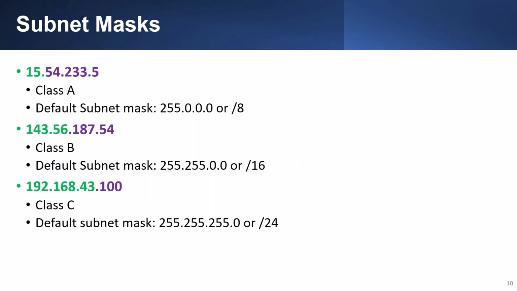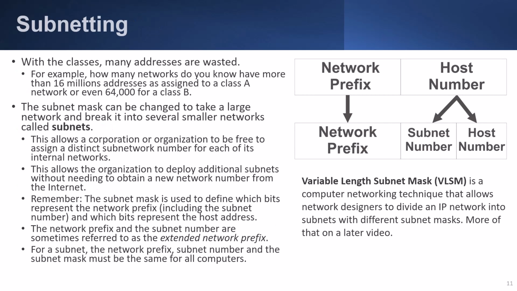And here's another example we looked at earlier with the Class A network, with the green showing the network portion of the address, and the purple is the host address within the green network. With the classes, many addresses are wasted. For example, how many networks do you know have more than 16 million addresses as assigned to a Class A network, or even 64,000 for a Class B?